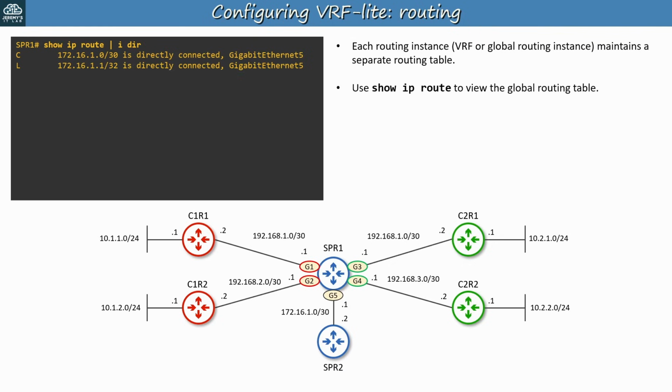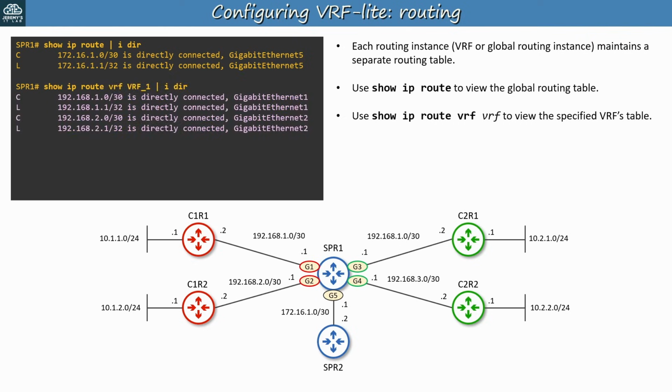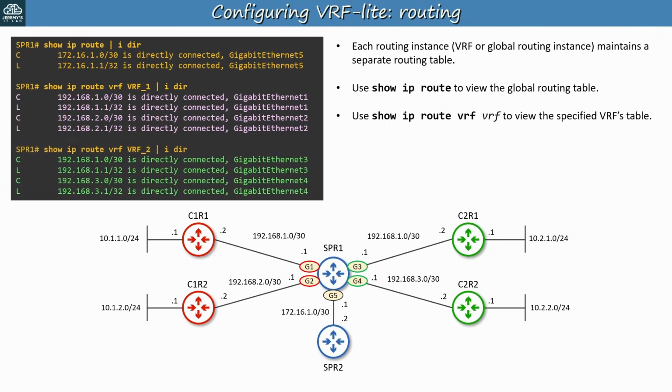If you want to view a specific VRF's routing table, you need to add the VRF to the command, show IP route VRF, followed by the VRF's name. So here is VRF1's routing table, including the connected and local routes for G1 and G2. And here is VRF2's routing table, with routes for G3 and G4. With this, we should have some basic connectivity. Let's test it out.